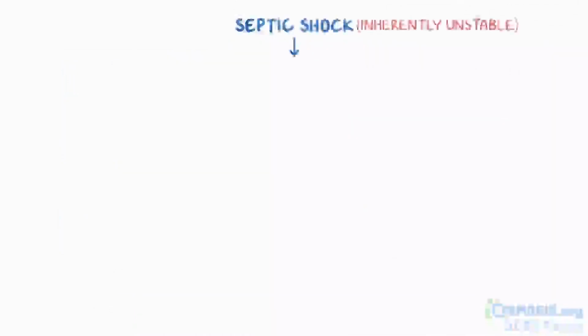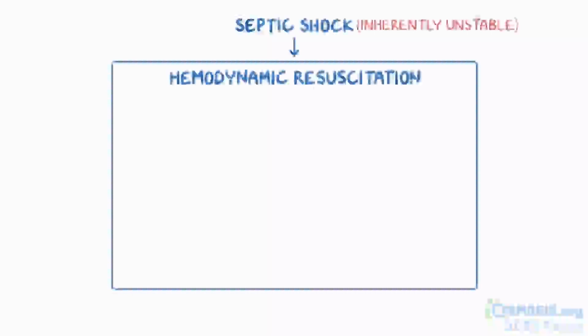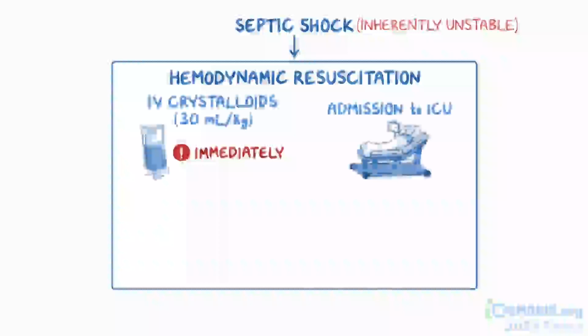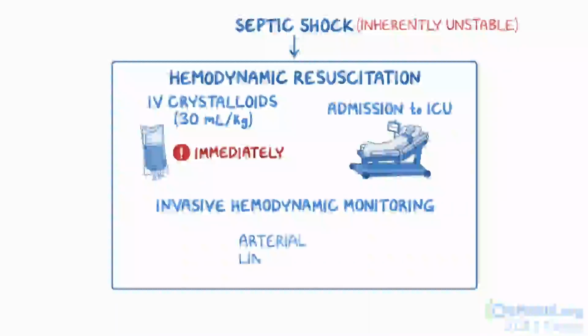On the flip side, there's patients with septic shock. These patients are inherently unstable and will require hemodynamic resuscitation. Once septic shock is recognized, immediately begin an IV infusion of IV crystalloids dosed at 30 milliliters per kilogram. Consider admission to the ICU and placement of catheters for invasive hemodynamic monitoring, including an arterial line and a central venous catheter, or CVC.